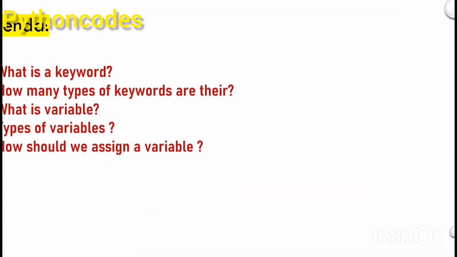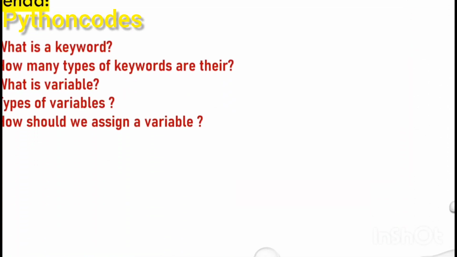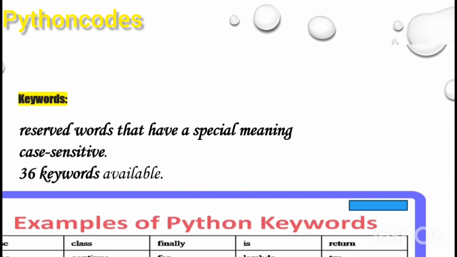Coming to today's agenda: what is a keyword, how many types of keywords are there, what is a variable, types of variables, and how should we assign a variable. This is today's agenda. We can go for what is a keyword.